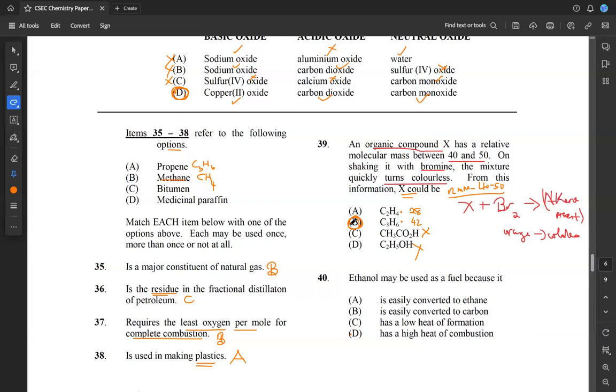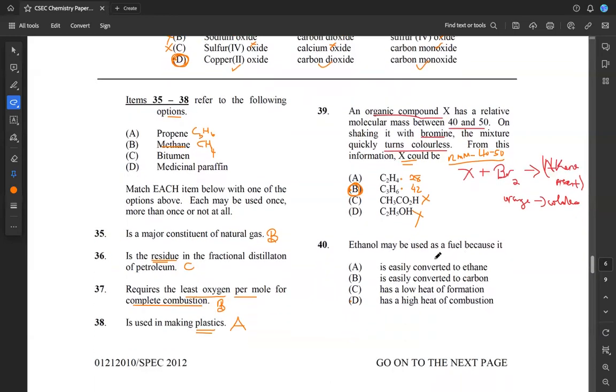We are moving along to 40. So 40 says that ethanol may be used as a fuel because it is easily converted to ethane. That's not true. That's not correct. It's easily converted to carbon. That's not correct either. It has a low heat of formation. That's not correct. That's not what we use as a fuel. Why we can really use ethanol as a good fuel, guys, is because it has a high heat of combustion. So this is our answer, right?